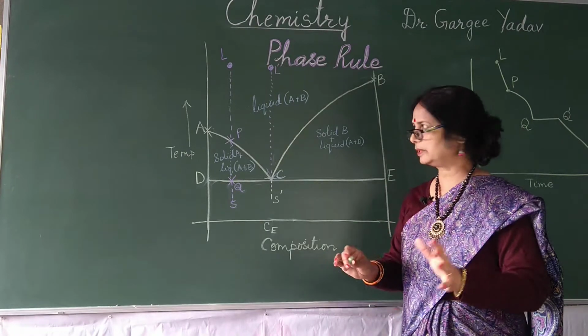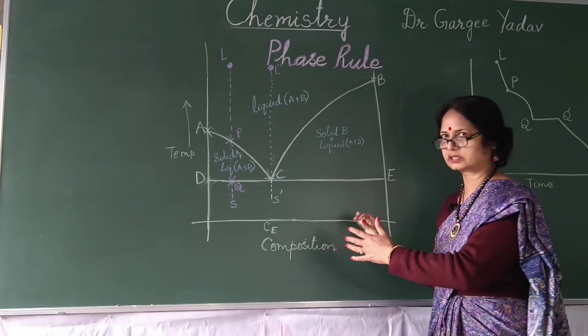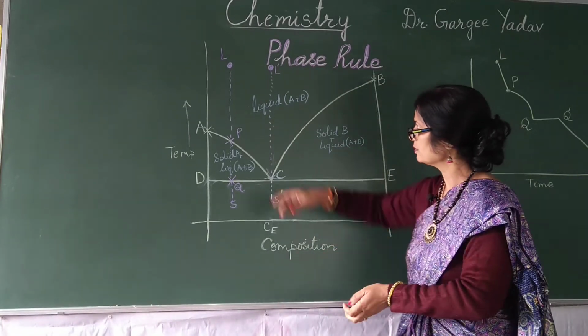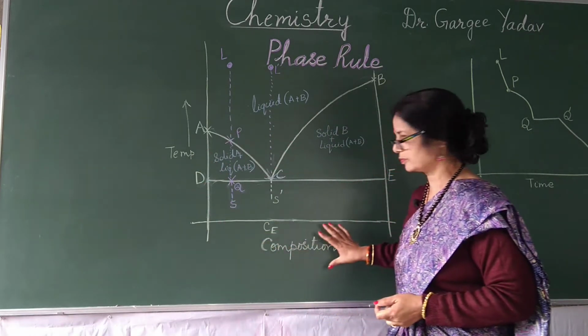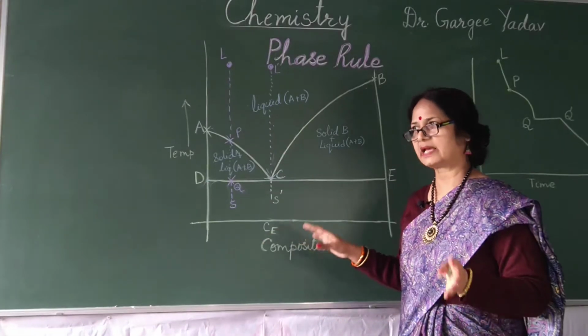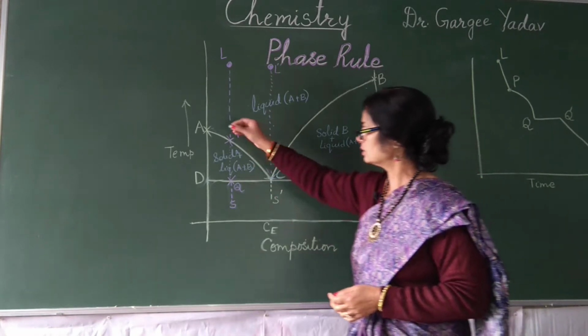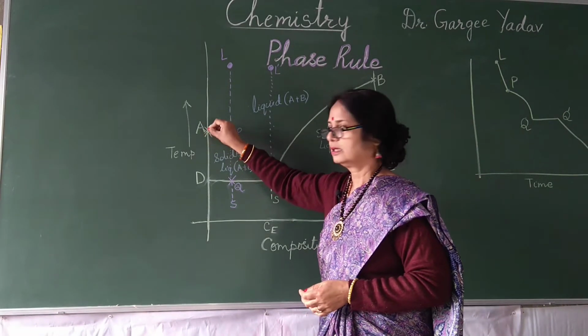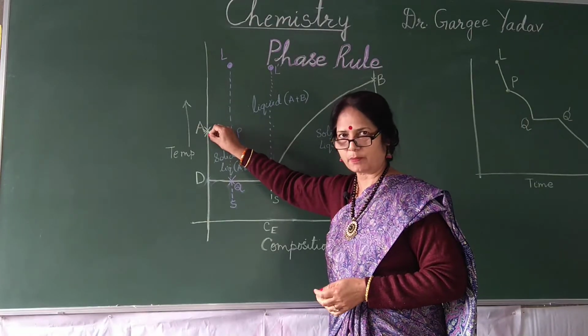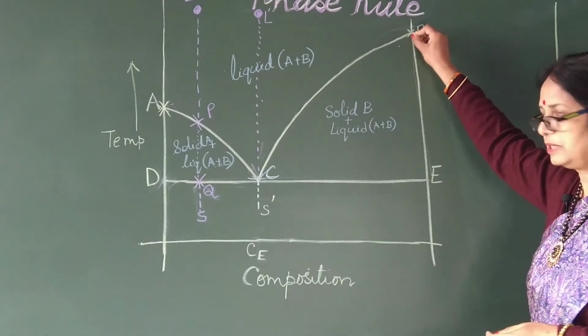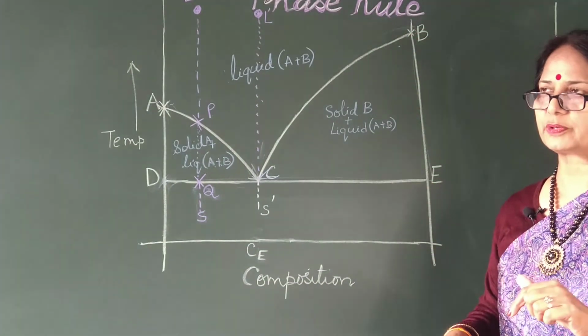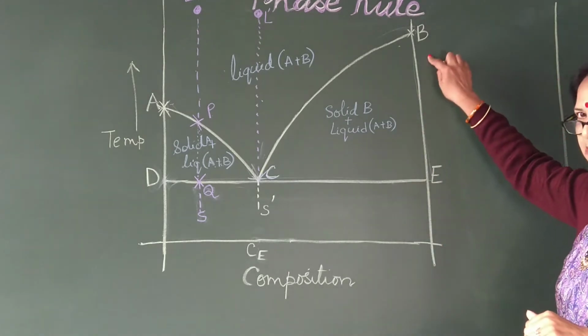So first of all, let me summarize this to you. What is this phase diagram to you? This is the temperature axis and the composition axis. This is a condensed system. As I have told you earlier, the pressure is taken as constant. So A is the melting point of the pure component A, and this point B is the melting point of the other component in this system, B, which is B over here.